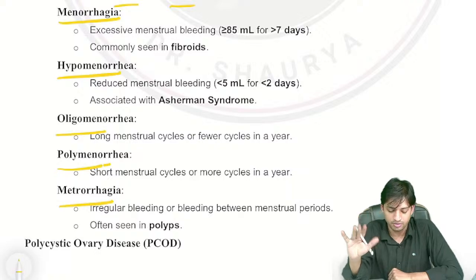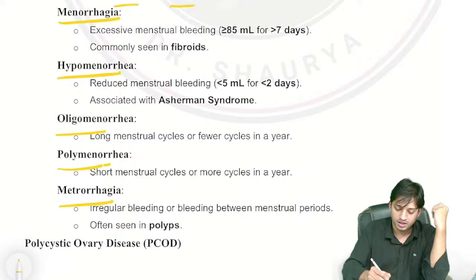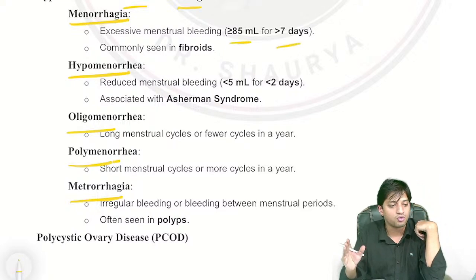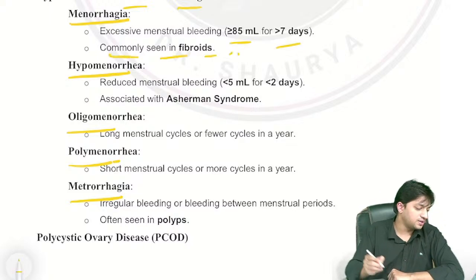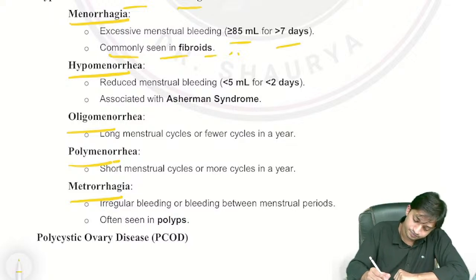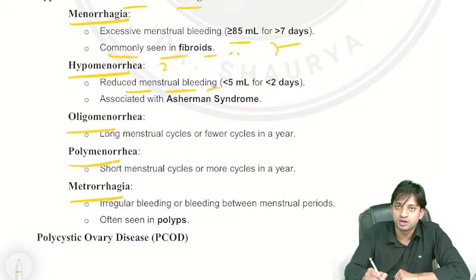Abnormal uterine bleeding. So what is menorrhagia? Menorrhagia is excessive menstrual bleeding, more than 85 ml, or menstruation lasting more than 7 days. Where do you commonly see it? It is seen in the case of fibroids. Hypomenorrhea, you see, is reduced menstrual bleeding.